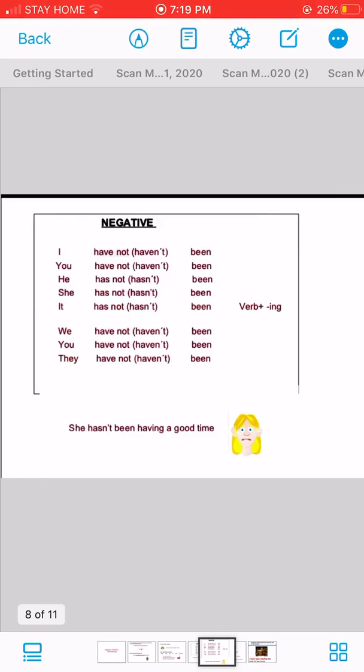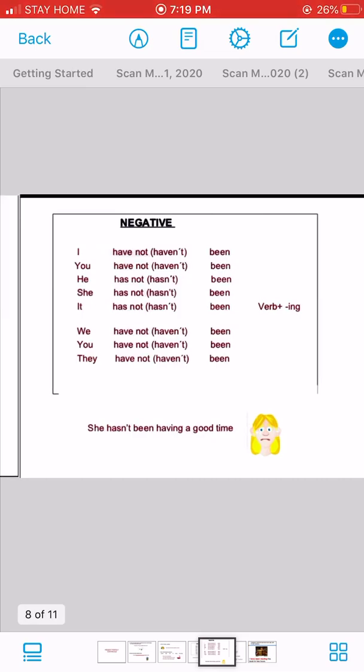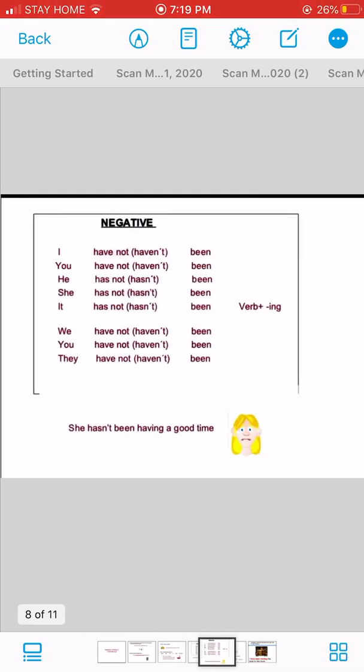The negative: how do we make a negative form? So this is the question and this is the negative. Tomorrow, inshallah, we will continue with the negative form, how we answer the questions with short answers to yes or no questions, and talk about the keywords. I hope you understand our grammar for Unit 9. Tomorrow, inshallah, we will continue.